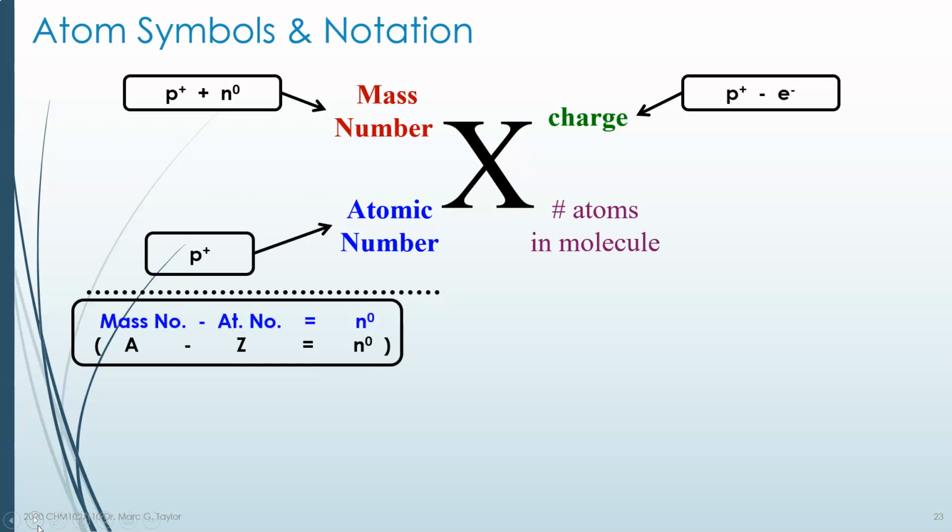Now you'll notice if you just take the mass number and subtract out the atomic number, so the mass number minus the atomic number, well, that's just equal to the number of neutrons.